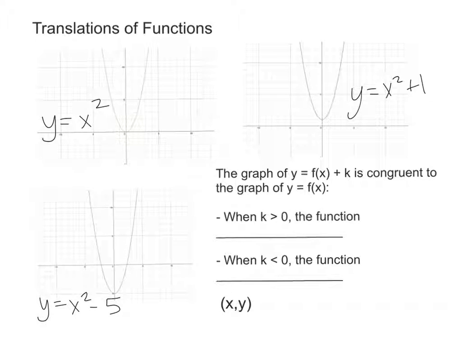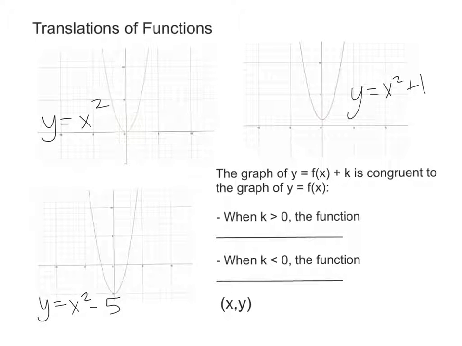Then you're asked to graph this one, which is y equals x squared minus 5. How did that one change compared to y equals x squared? It translated down 5. Basically, that's what you need to generalize what's happening there, and that's what we're going to do here. This little part is the important stuff.